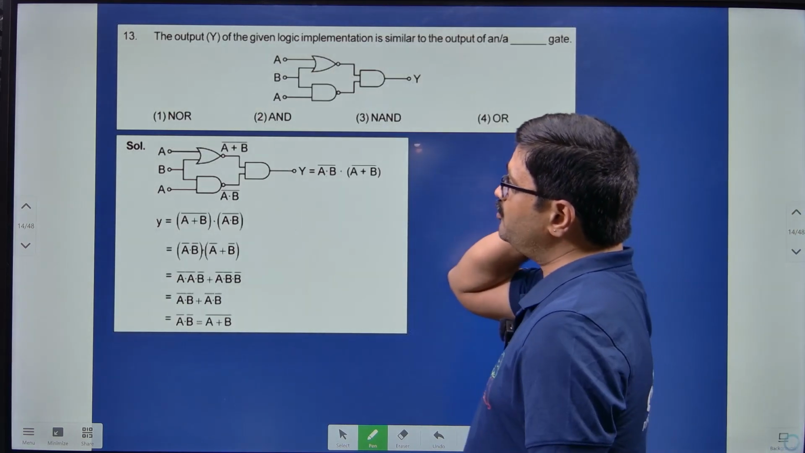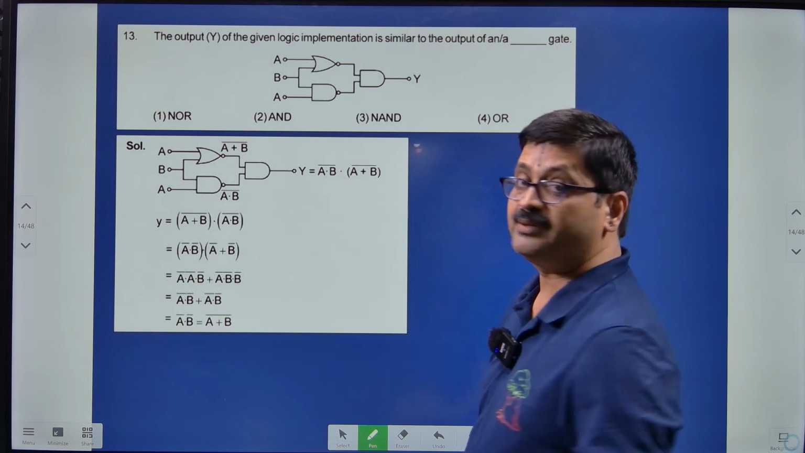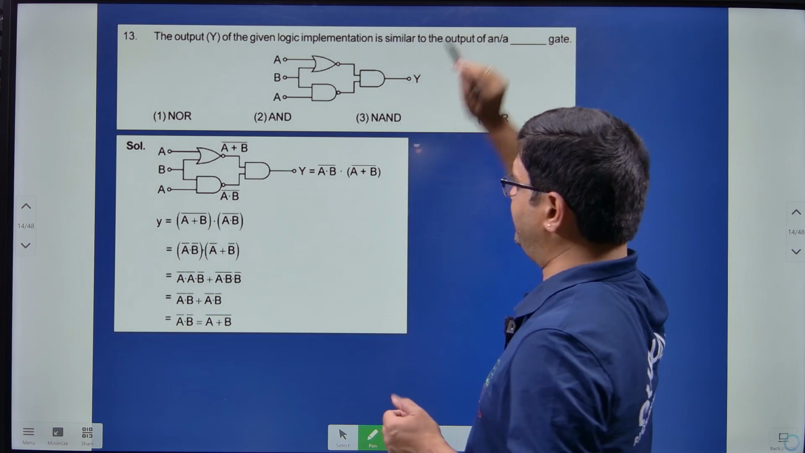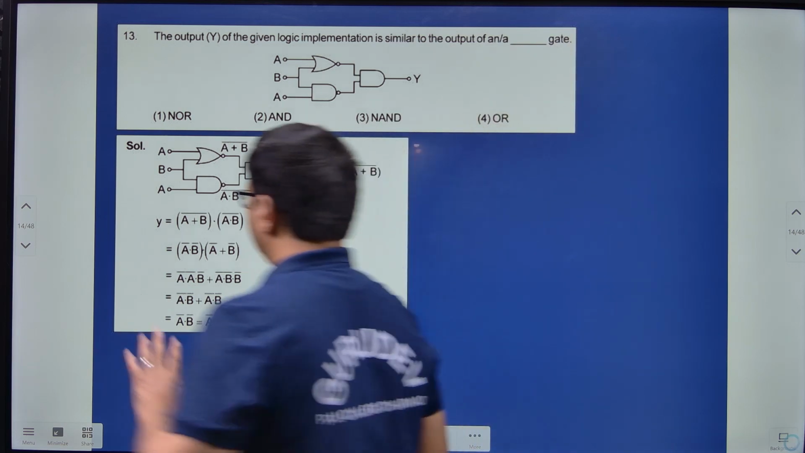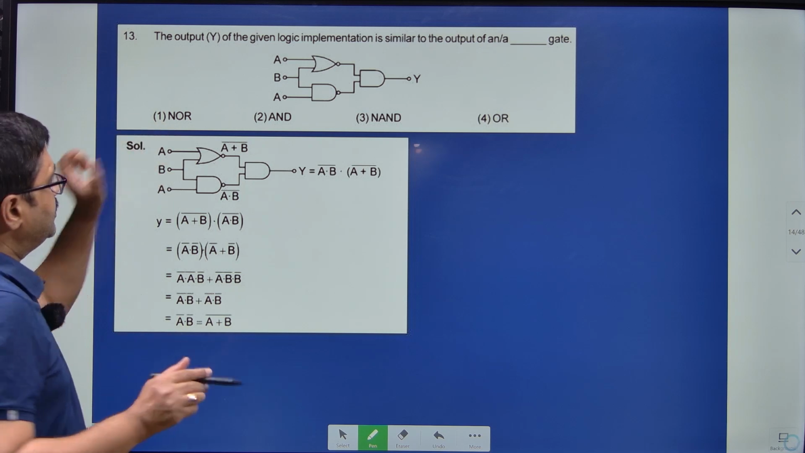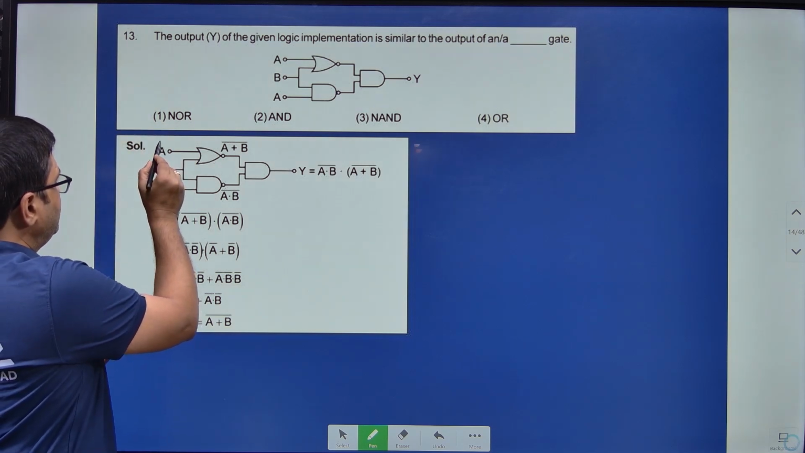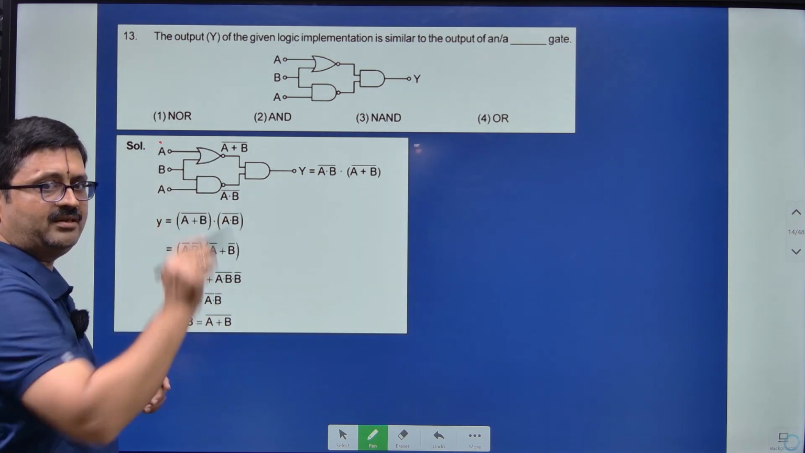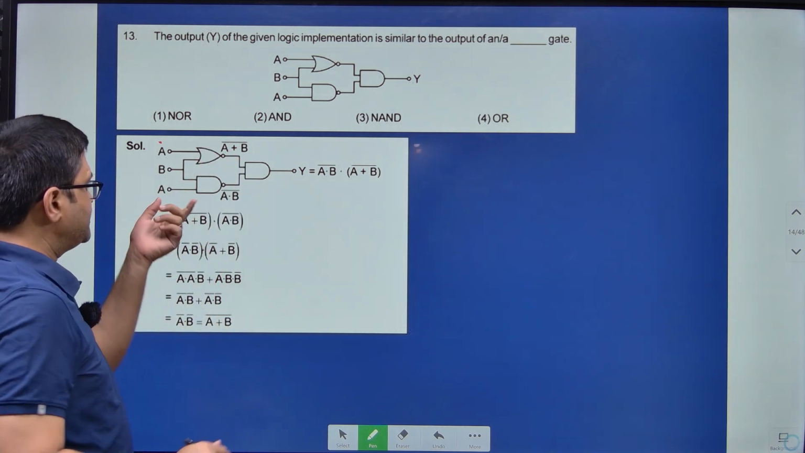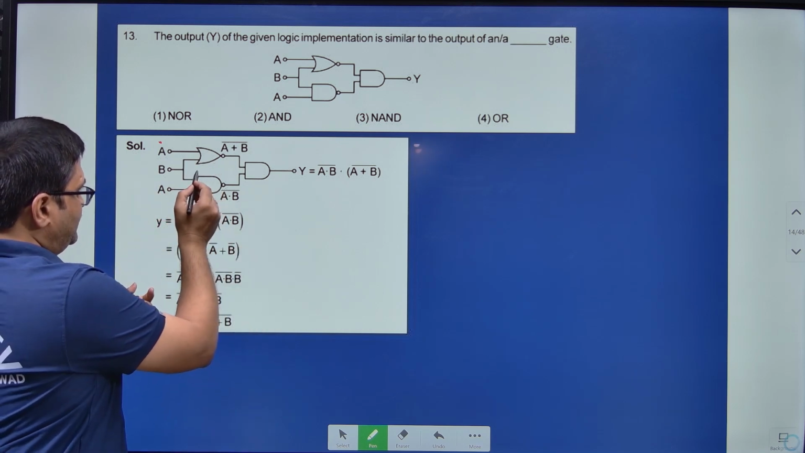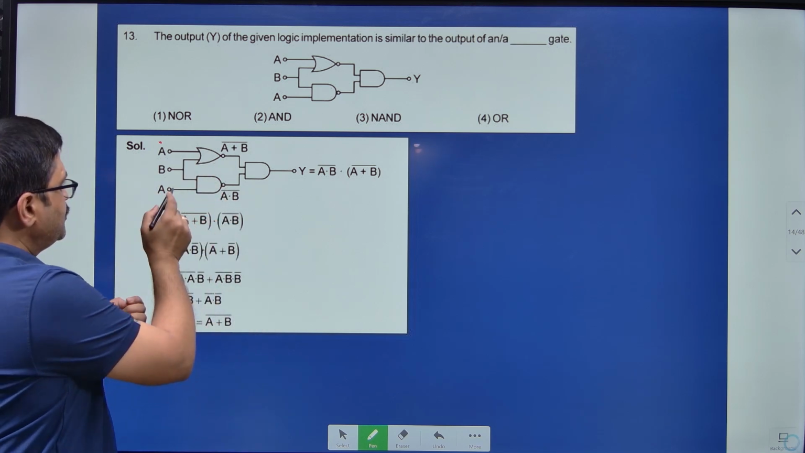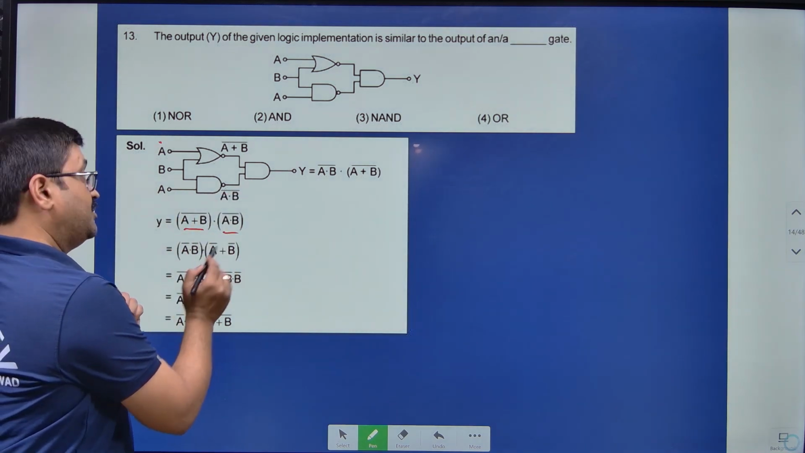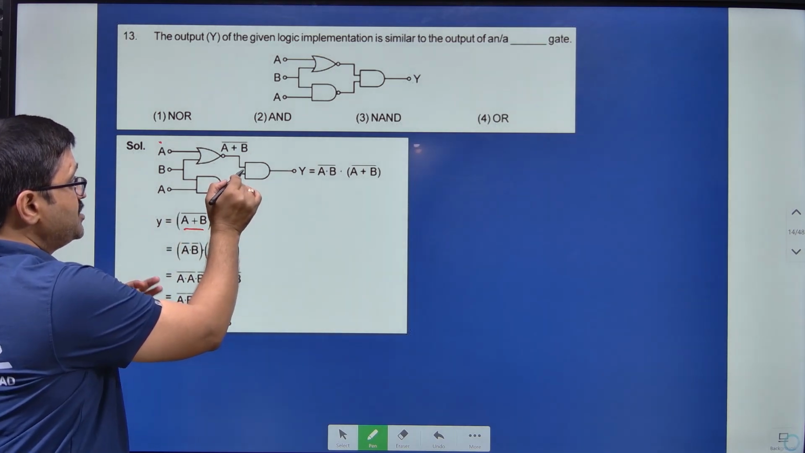13th question. Output of the given logic implementation is similar to the output of AND or A dash gate. Now if you just notice the given circuit, over here we have input A and then we have input B. From this NOR gate, what will I get? A plus B prime, correct? Similarly, from the second gate, the NAND gate, the lower one, we will get A dot B prime, right? A plus B prime, A dot B prime, and both of the outputs are connected to an AND gate.